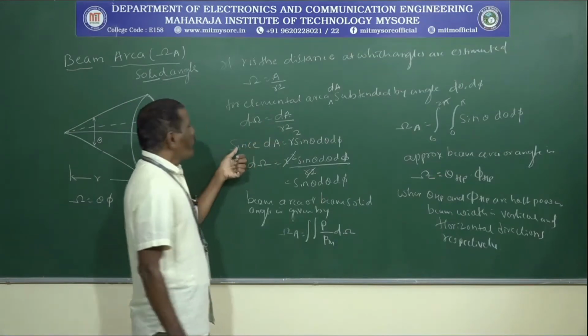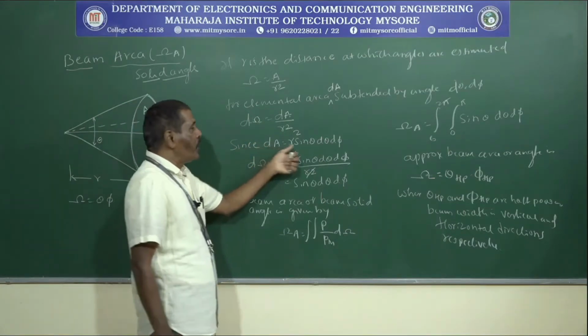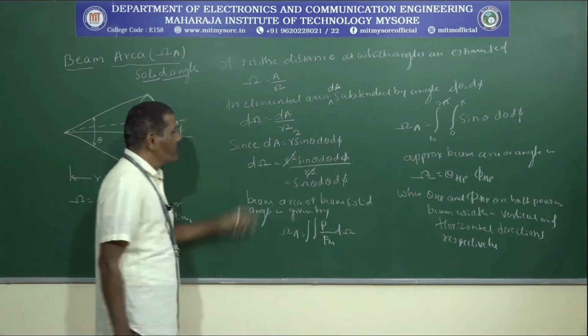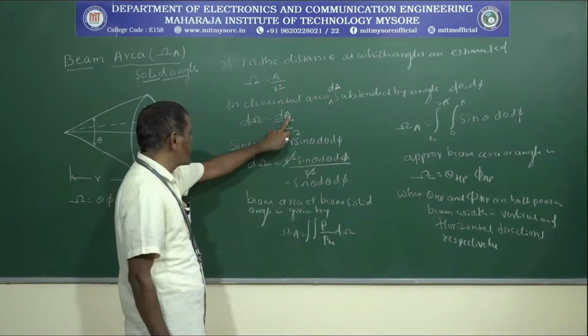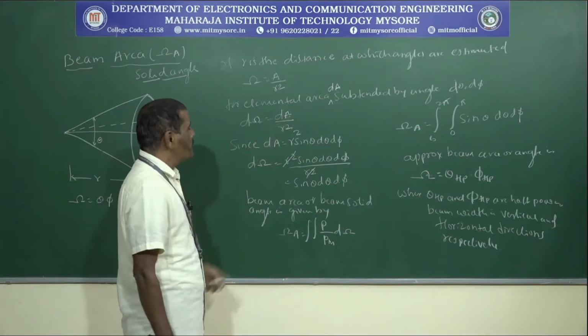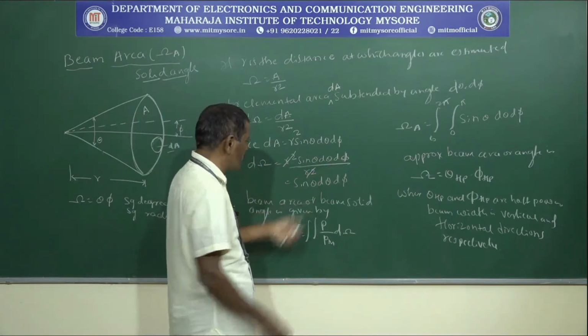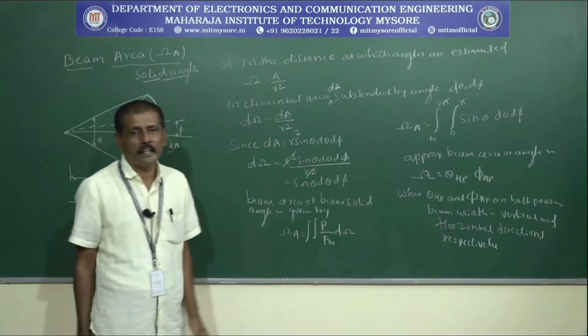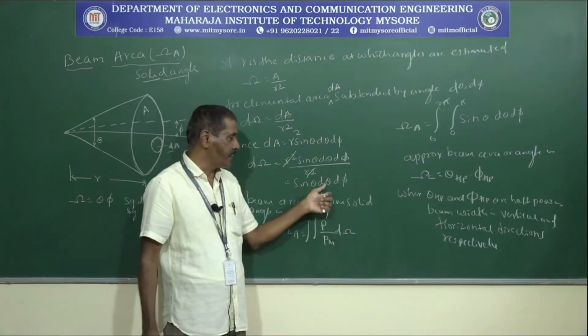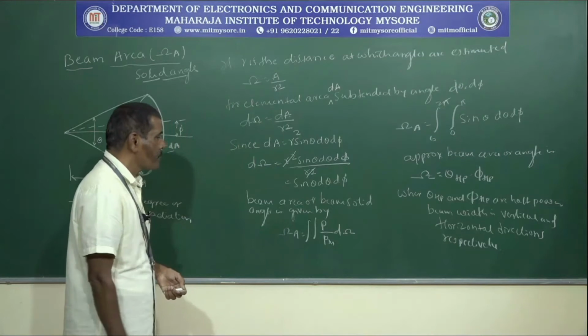Then we know that dA equals R sin theta d phi. Substitute the values in this particular equation. When you substitute, d omega is equal to R square sin theta d theta d phi divided by R square. Then R square and R square get cancelled. You are left with sin theta d theta and d phi.